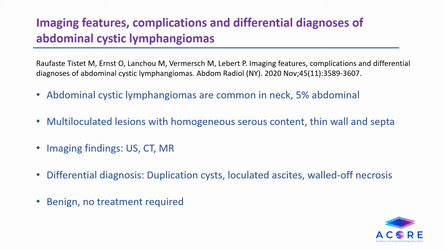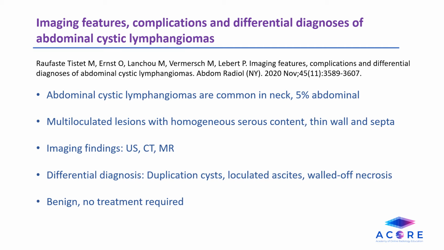This next article was published in Abdominal Radiology by a team from France. Cystic lymphangiomas are common in the neck and axilla, but can be associated with any lymphatic vessels, including in the abdomen. The abdominal variety makes up about 5% of all cystic lymphangiomas.